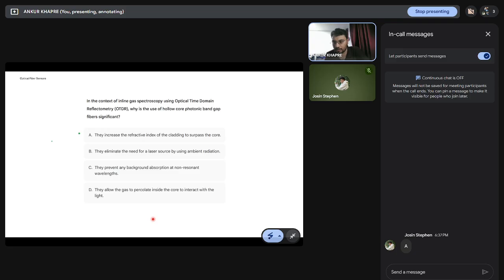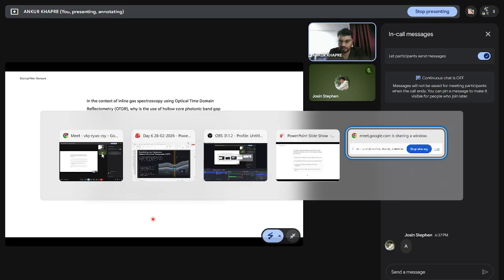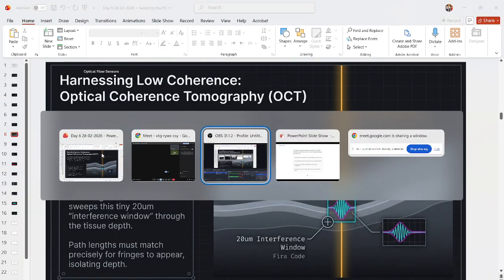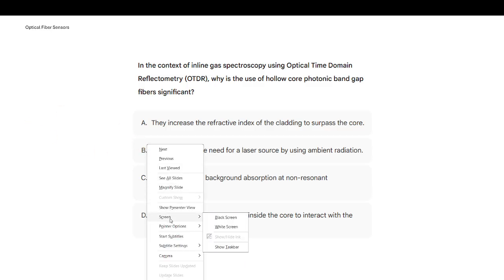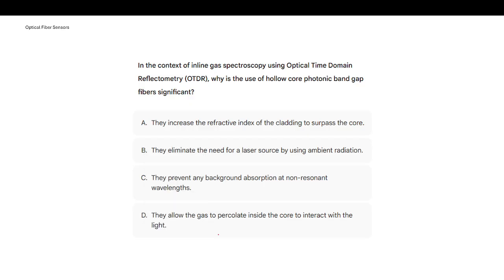See here, obviously option B is not correct. You can see here easily. Let me go to the slide. Yeah, so here you can see, pointer pen, this one: they eliminate the need for a laser source by using ambient radiation, which is absolutely not correct.